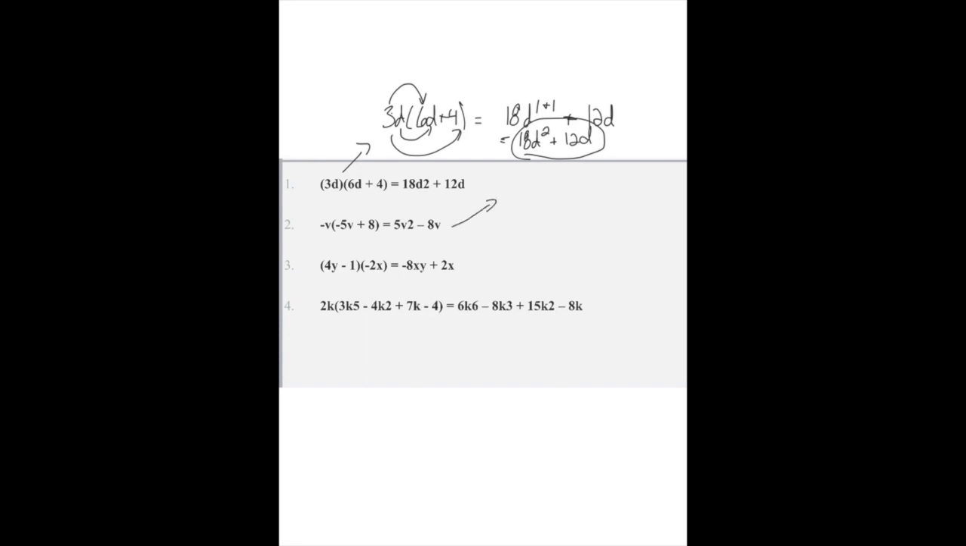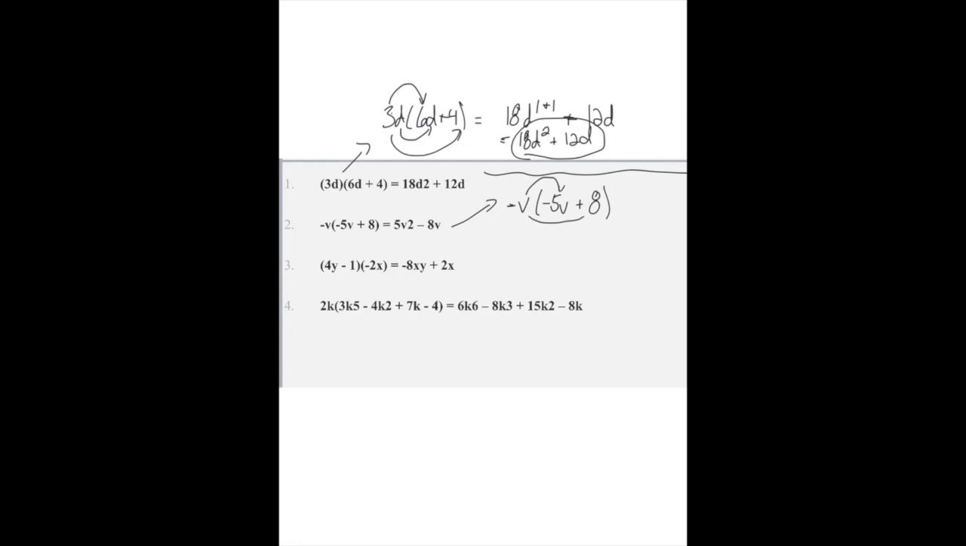Let's take a look at the next one. So now we have negative v multiplied by a positive v. Let's rewrite this so that we can see things. I'm going to put a line divider there. So we have negative v, sorry, multiplied by negative 5v plus 8. So we have to distribute the negative to each of these terms.